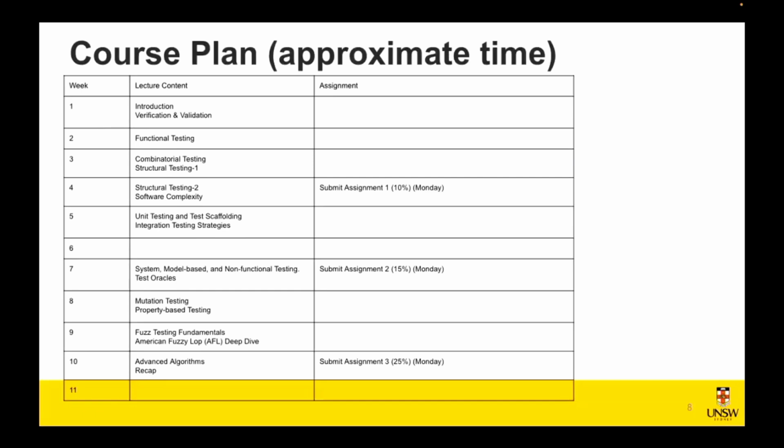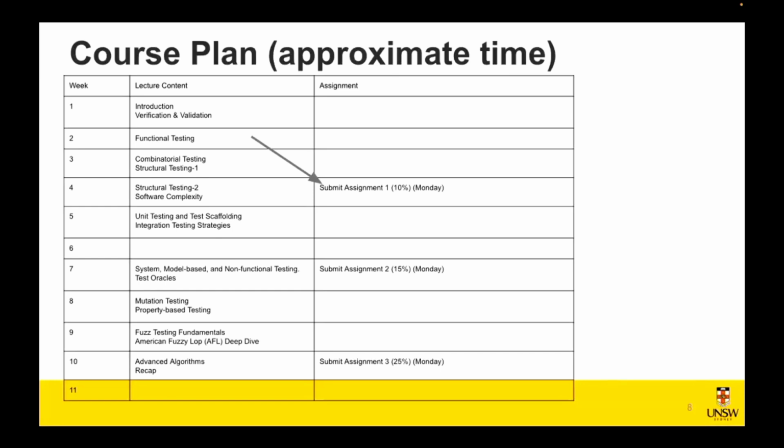And this is the approximate plan for this course, especially for the assignments. In this term, we are not going to have any quizzes. However, we will have 3 assignments. The first assignment is expected to be submitted on the Monday of week 4. This is a very lightweight assignment.